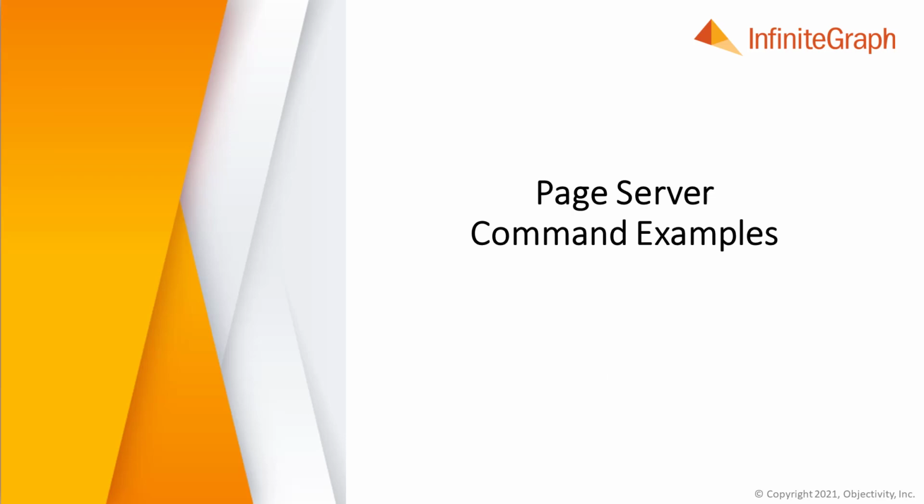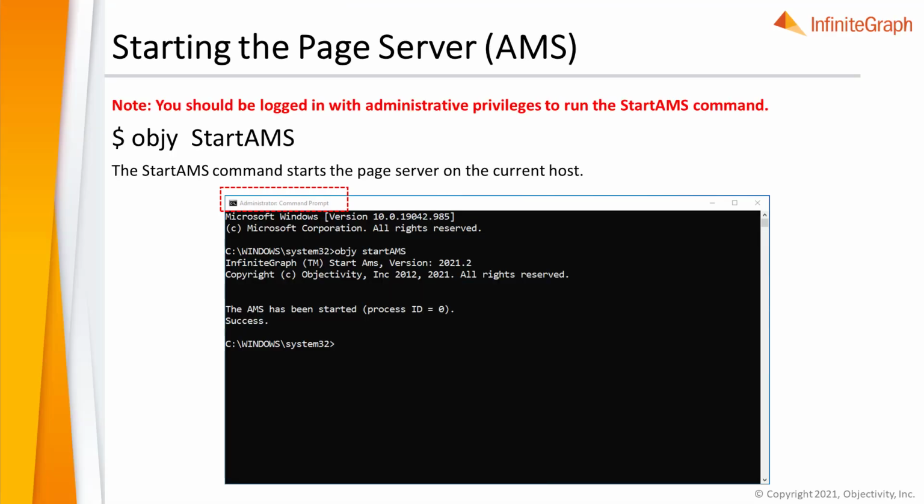Page server command examples. Okay, let's demonstrate running obj_start_AMS. Again, please note that to run obj_start_AMS, you should have administrative privileges. If it's not running, we can start the page server by running obj_start_AMS. If the page server is already running, the start_AMS command will do nothing except tell us that it's already running. In this example, we have not provided a -host option, so we are starting the page server on localhost.